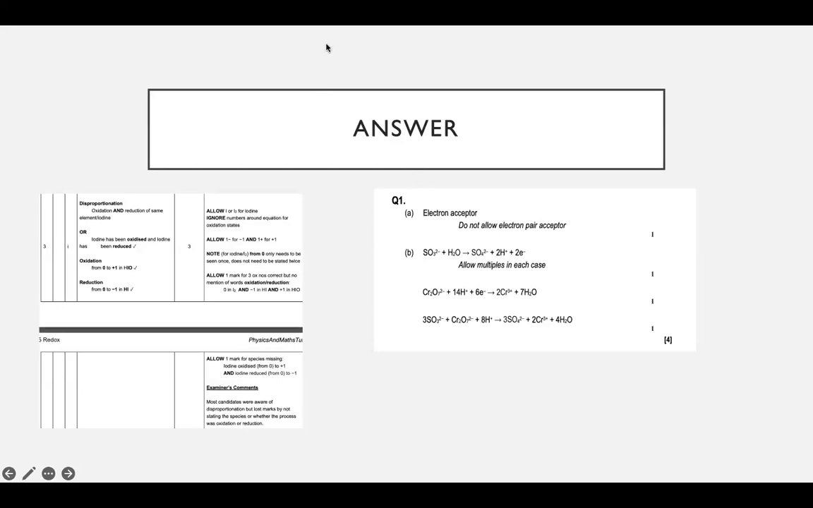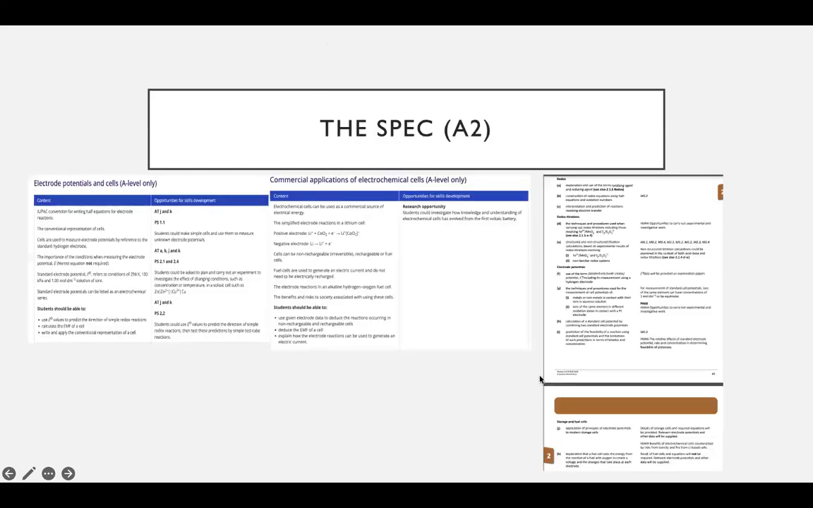Okay, let's move on. So now we're going to look at A2 redox chemistry, and this is in two parts. The first part, we're going to look at redox titrations, quite a tricky area, and then we're also going to look at another tricky area, which is electrochemistry, so how fuel cells and chemical cells work. And here's the spec for reference. This is OCR on the right, AQA on the left, and they're effectively the same. Edexcel is effectively the same too.